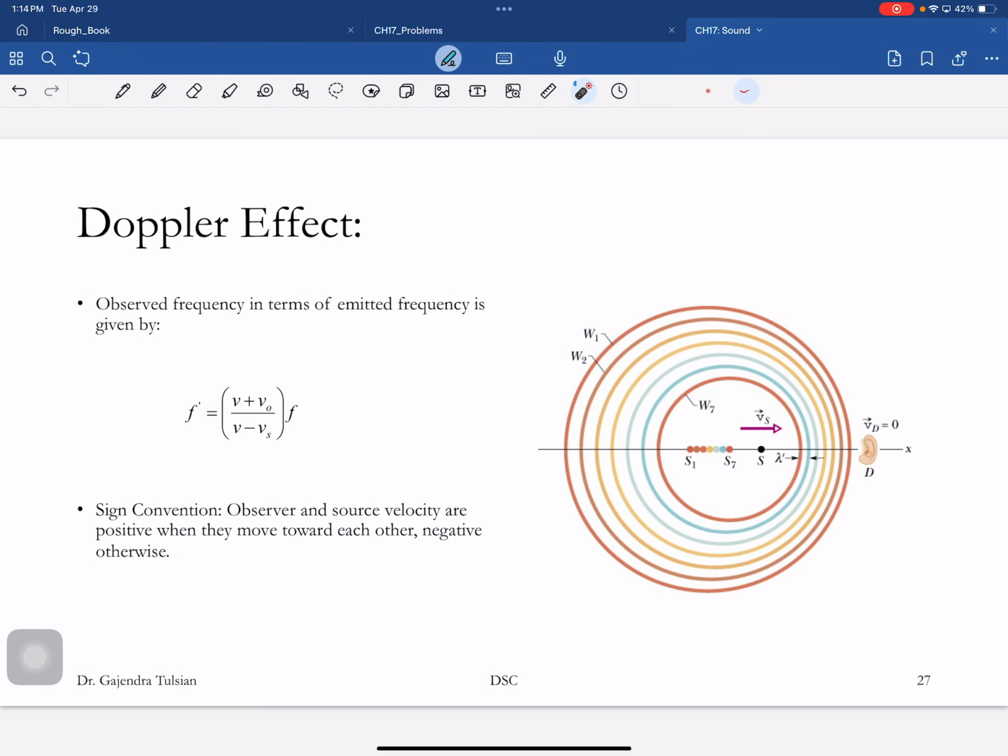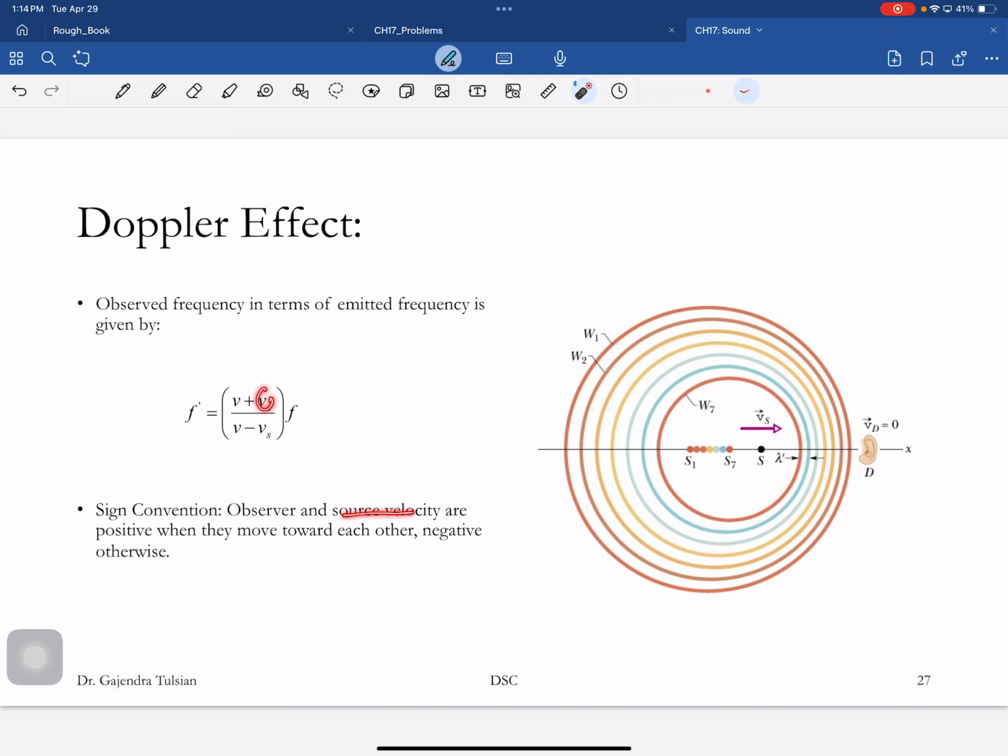Okay, so here's the perceived frequency, f prime. f is the emitted frequency. v is the speed of sound in the medium. v0 is the speed of the observer. Again, v is the speed of sound, which is 340 meters per second, roughly. This is the speed of the source. Okay. And there's a sign convention.